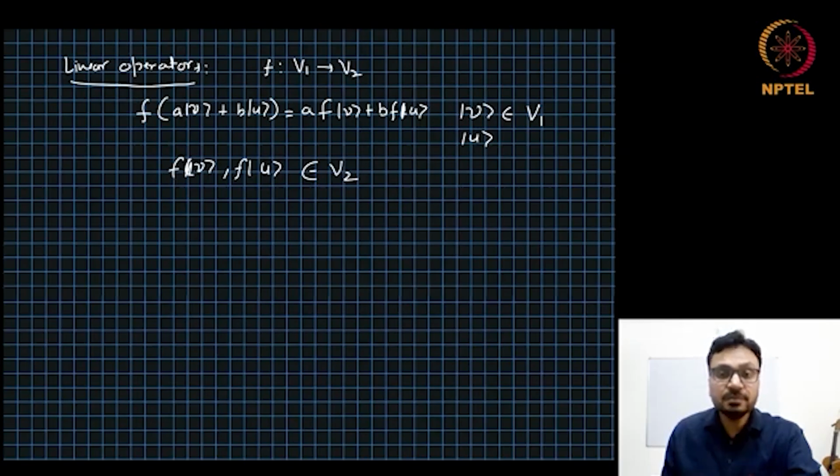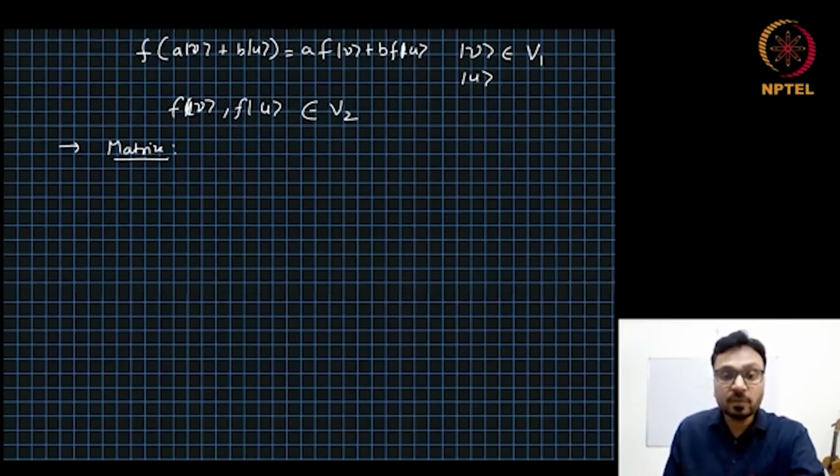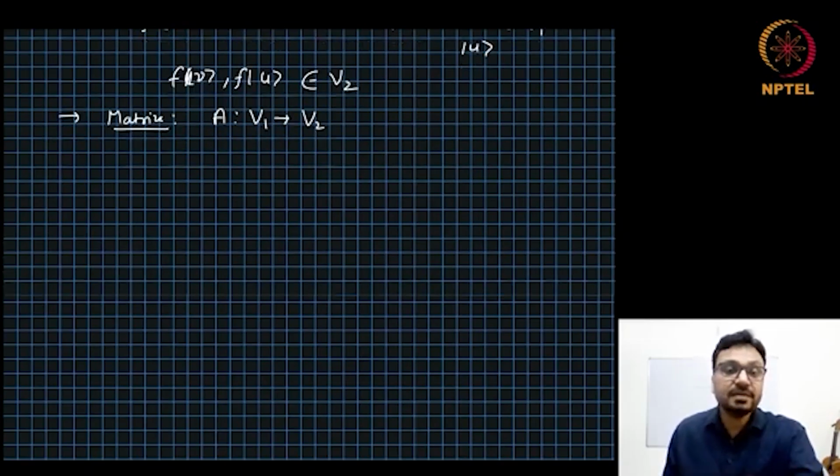Why are we interested in linear operators? Because linear operators are a very important tool for quantum mechanics, which we will learn in this entire course. So one interesting fact about linear operators is that any linear operator can be represented in a matrix form. If we are given a linear operator A, acting on vector space V1 and resulting in vector space V2, then we can write the matrix form of A if we know the action of A on the vectors of V1 yielding V2.